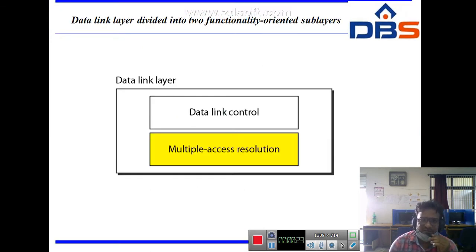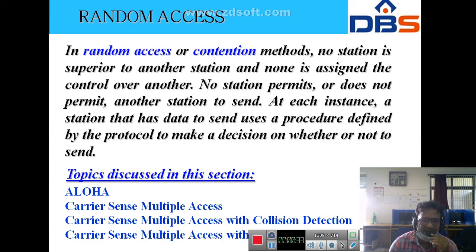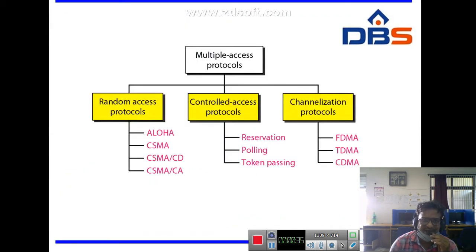We discussed what multiple access resolution is, how the data link layer is subdivided into two types, what is meant by random access, and the different types involved in multiple access protocols. Those are random access protocols, controlled access protocols, and channelization protocols.